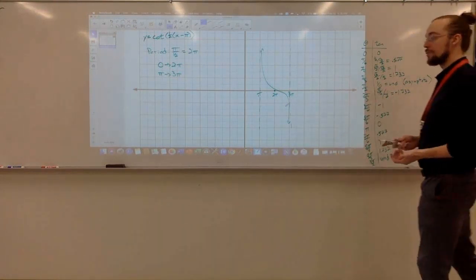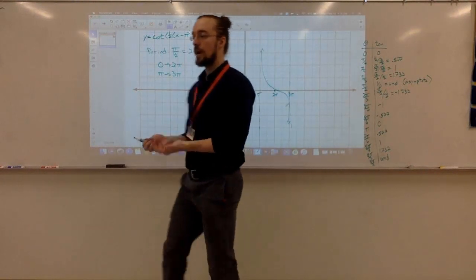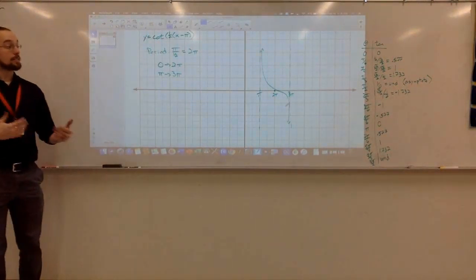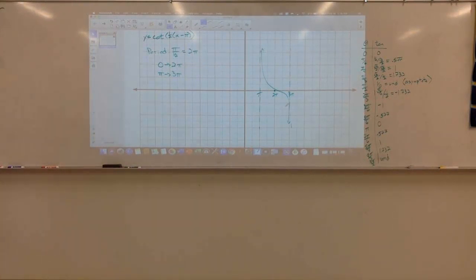Okay, so again, fewer key values that we need for tangent and cotangent. This is where the asymptotes are, and then where we cross the x-axis. Questions?